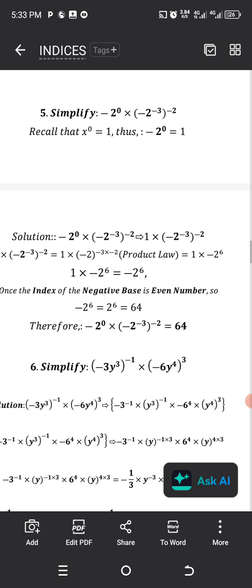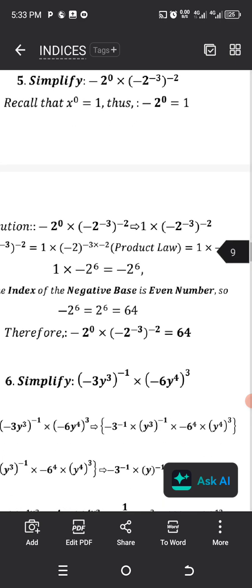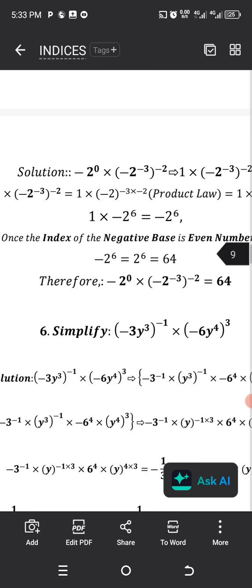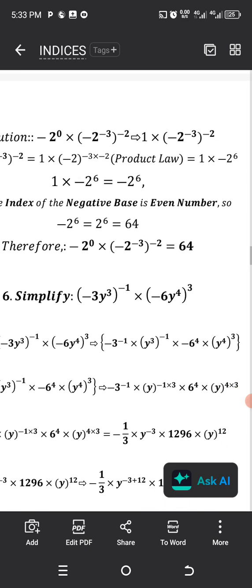Applying product law, you bring out the minus 3 and multiply it with minus 2. That is why you have 1 multiplied by parentheses minus 2, everything raised to power minus 3 times minus 2. So that is product law, and minus 3 times minus 2 is definitely 6. That is why we are having 1 times minus 2 raised to power 6. And I told you, once the index of the negative base is an even number, definitely the final answer will be positive. So minus 2 raised to power 6 will be 2 raised to power 6. They are the same thing, which is 64. Simple.